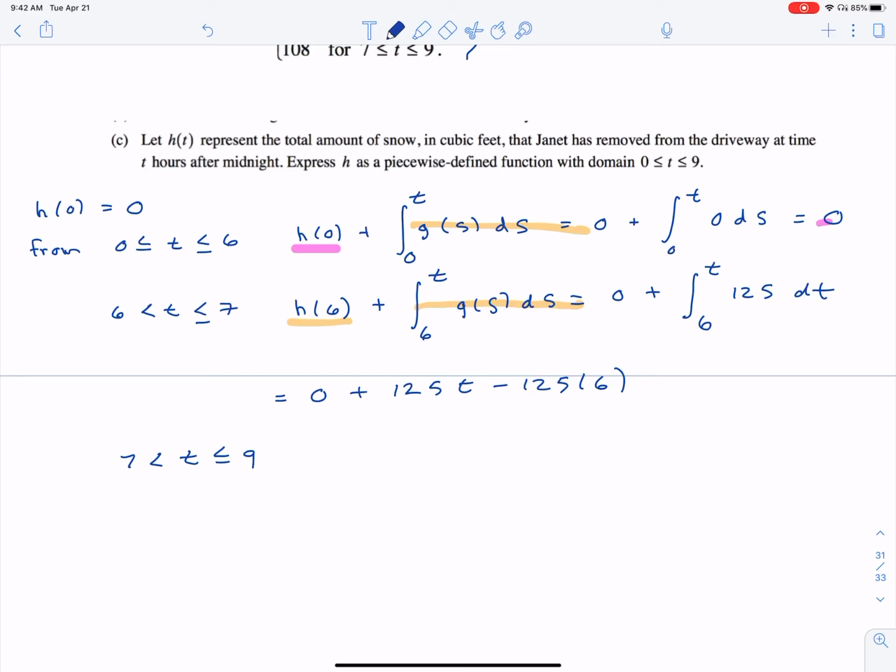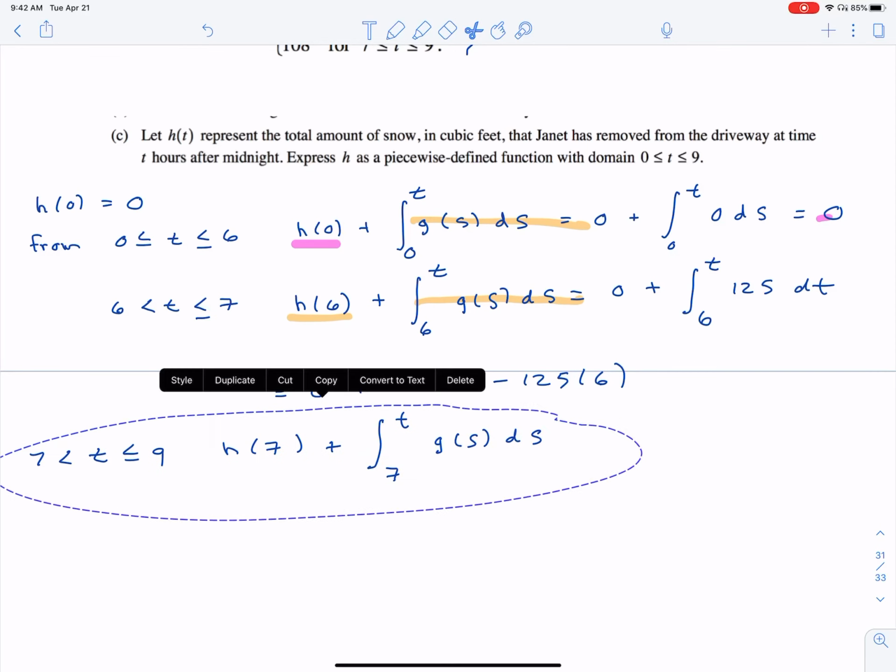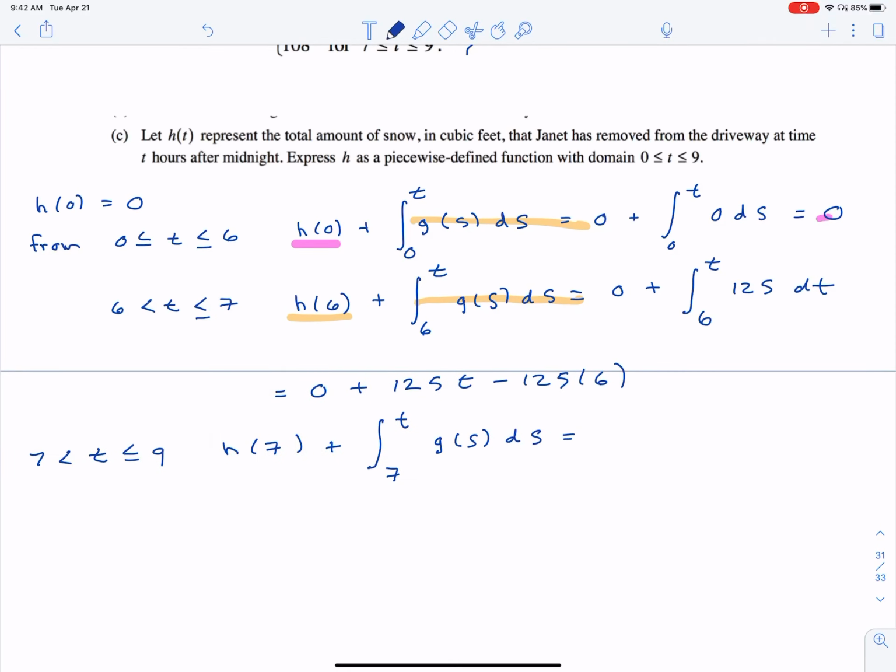So now what are we going to do? Well, we're going to take h of 7 and we're going to add to it the displacement from 7 to t of g of s ds. I don't think I'm going to have the room, so let's move stuff around here. So this is going to be equal to h of 7, which is this function right here, evaluated at 7.